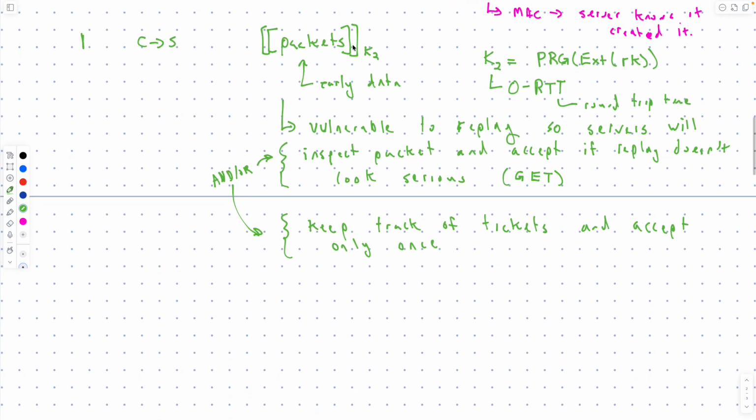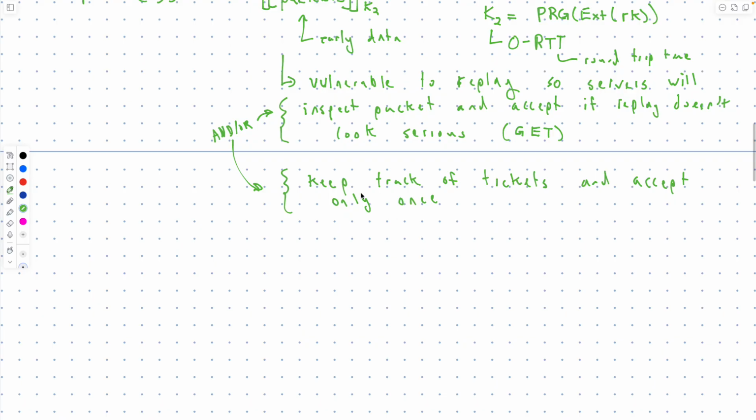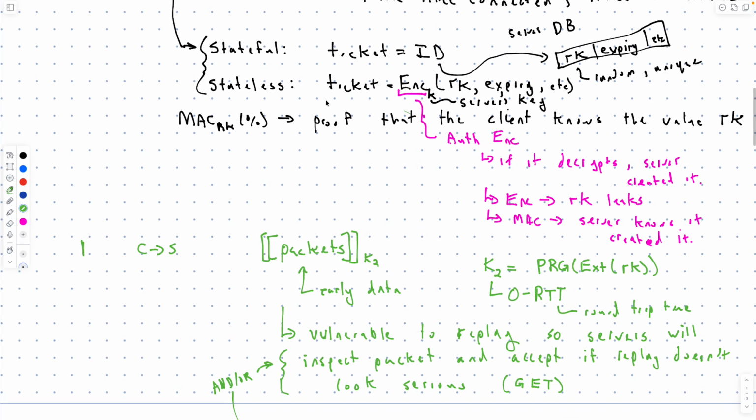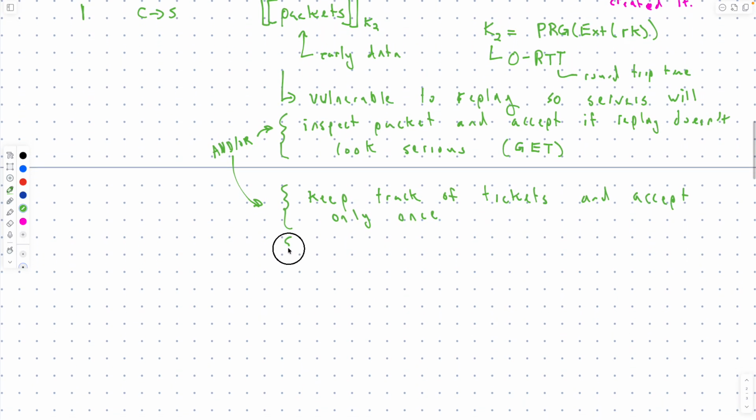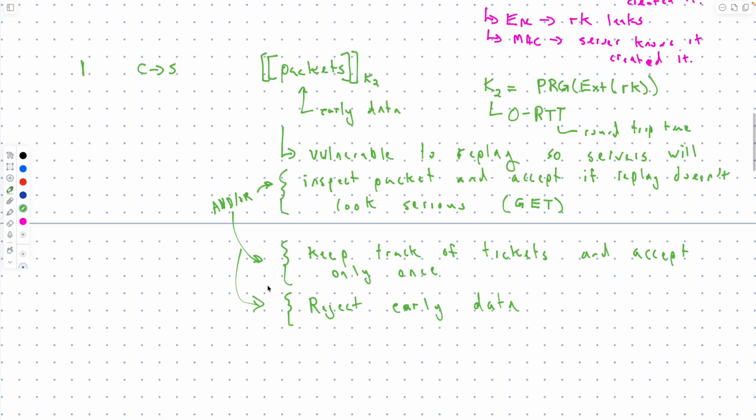So you might have a list of all your recently seen tickets. You could use a data structure like a Bloom filter or something like that to make it very efficient. But anyways, it's still going to be a lot more efficient than doing full stateful things. Or you might also just not accept. You might just reject early data. So there's lots of servers out there that just don't allow early data, period.